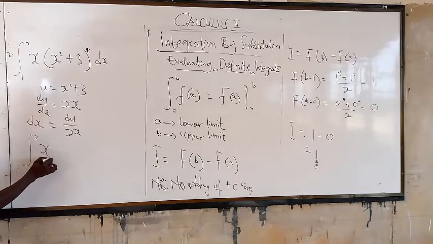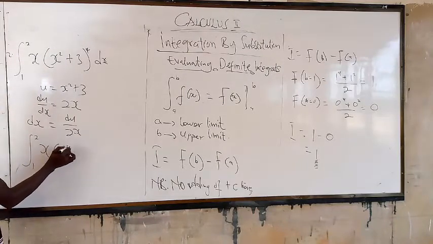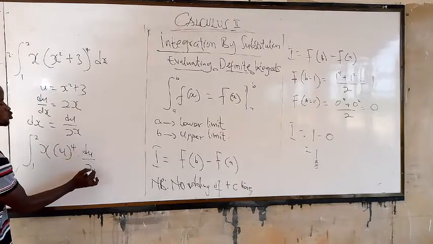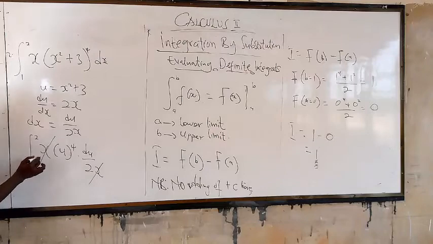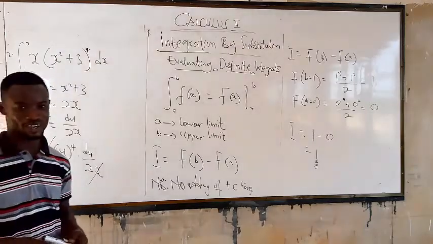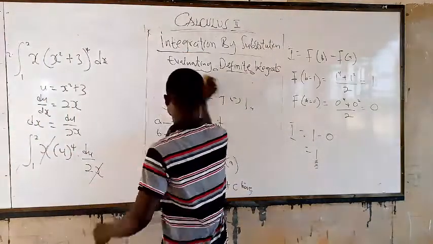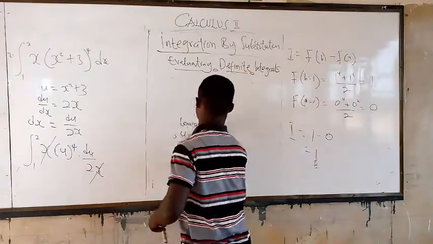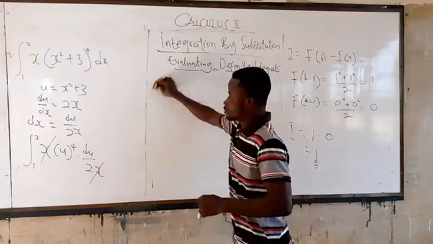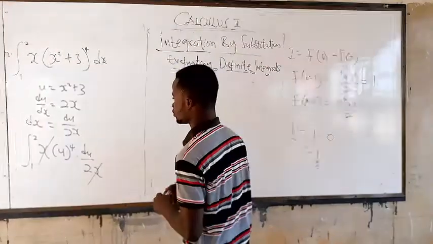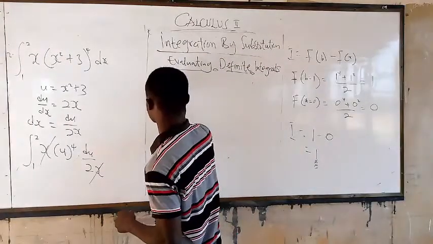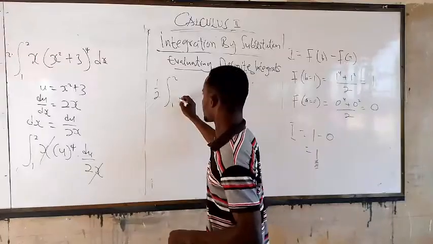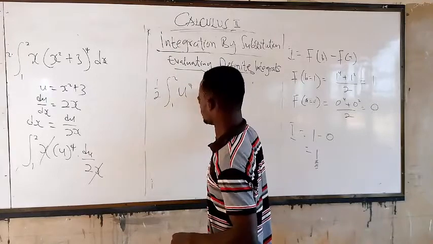here is s, here is u raised to the power 4, ds is du over 2s. We have done all this already. So the constant left here is 1 over 2, and then we get u to the power 4 du.